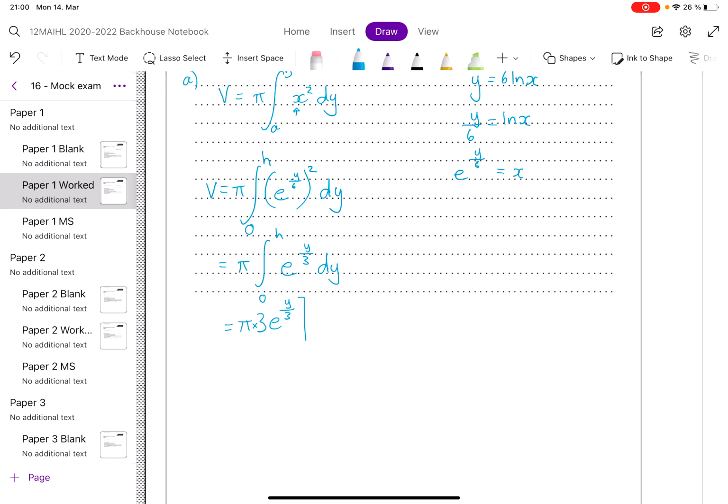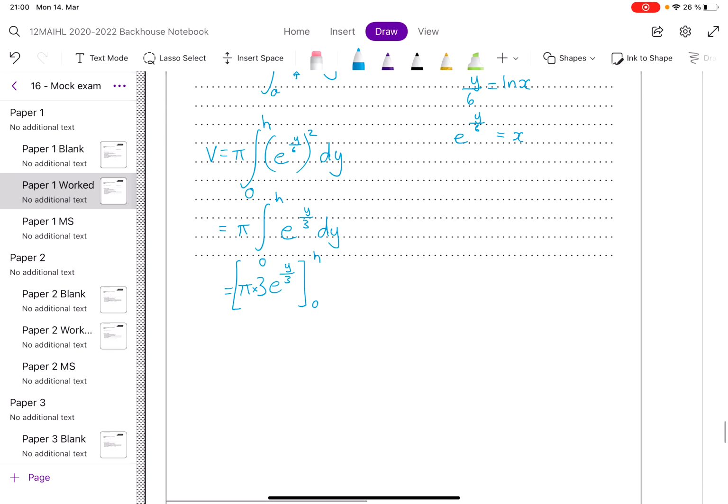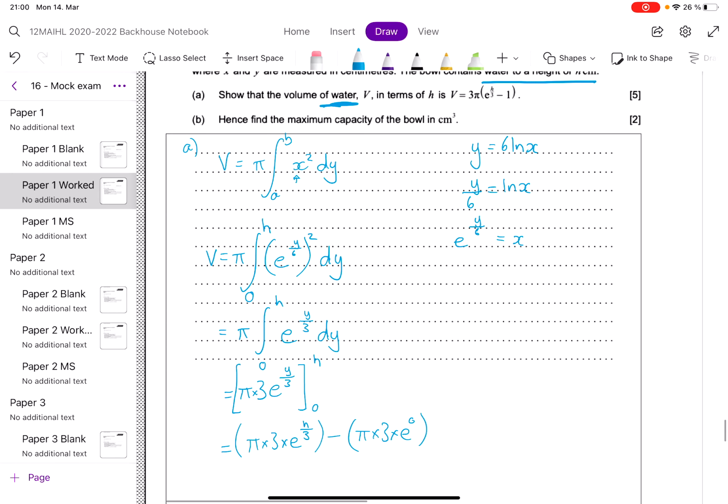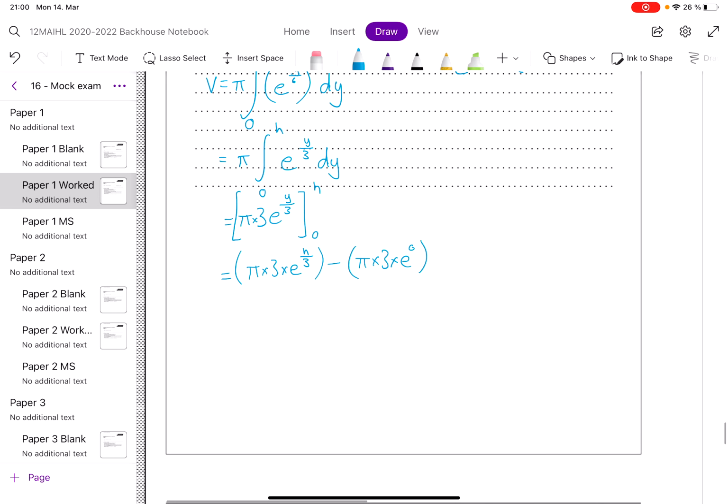Okay, I've integrated. I need to introduce my square brackets and my boundaries. And then we substitute the top boundary, pi times 3 times e to the h over 3. And then we subtract the lower boundary, pi times 3 times e to the 0. Okay, are we on the right track? We've got the 3, we've got the pi, we've got an e. This is all looking pretty good. I'm going to just tidy it up. 3 pi e to the h over 3 minus e to the 0 is 1, so 3 pi.